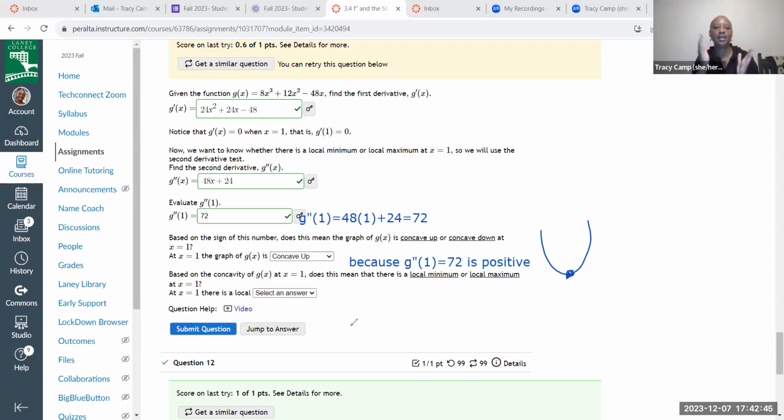It says that if your second derivative is positive at a critical number, then that critical number is happening at a local minimum. And if your second derivative is negative at a critical number, then you have a local maximum at that critical number. So, but here I get to say minimum, and then I'm done.